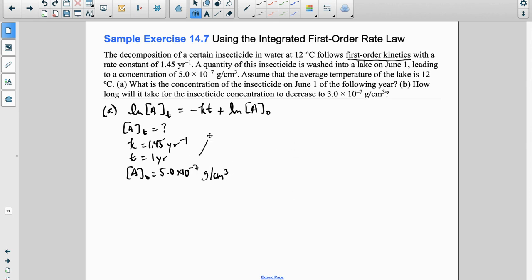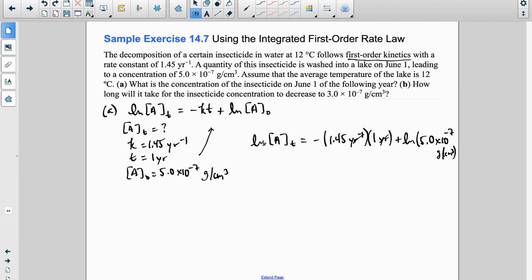So I can now plug these numbers into my equation. So if I take my natural log of A, concentration of A at time t, equals, okay, my minus kt, so k is 1.45 per year, times t is 1 year, so my units here cancel out, plus the natural log of 5.0 times 10 to the minus 7 grams per centimeter cubed.